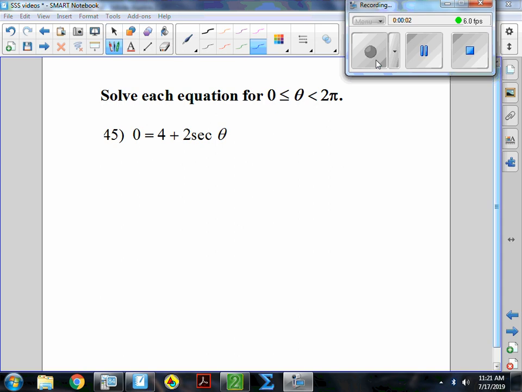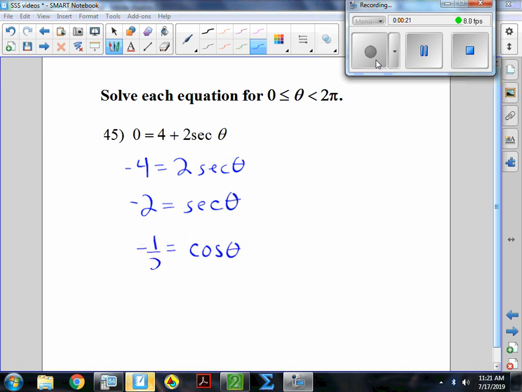Okay, number 45, let's get that secant theta by itself. We're going to have -4 equals 2 secant theta. So -2 is equal to secant theta. Secant is the reciprocal of cosine. So if I take the reciprocals of each of these, cosine theta is equal to -1/2.